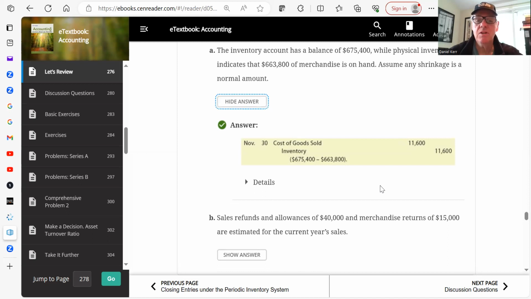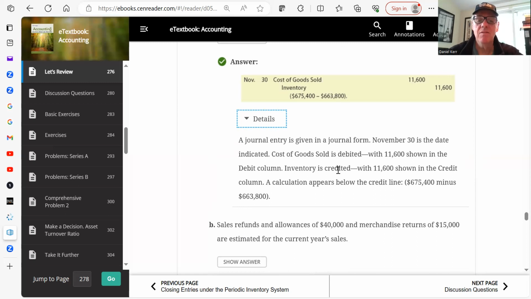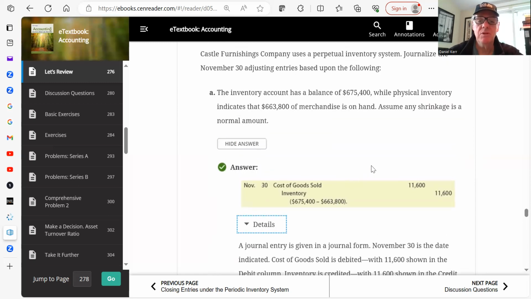So here's the answer. The inventory had been on the books at $67,400. The actual inventory based on the physical count is $663,800. So the difference between those two would be the inventory shortage. So we would debit cost of goods sold and we would credit inventory. There are more details available, but there's the basic entry. Debit cost of goods sold, credit inventory. So any shortage, we basically reduce the inventory and we increase the additional cost of goods sold.